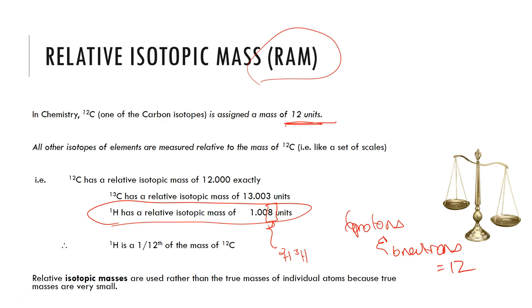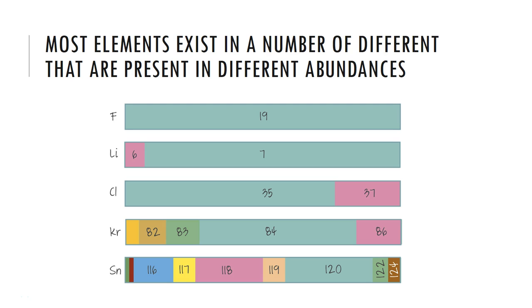Okay, so the relative isotopic masses, the mass of each isotope, are used rather than true masses for individual atoms because true masses are very small. So remember, we're keeping it relative because dealing with large exponents is a bit annoying.